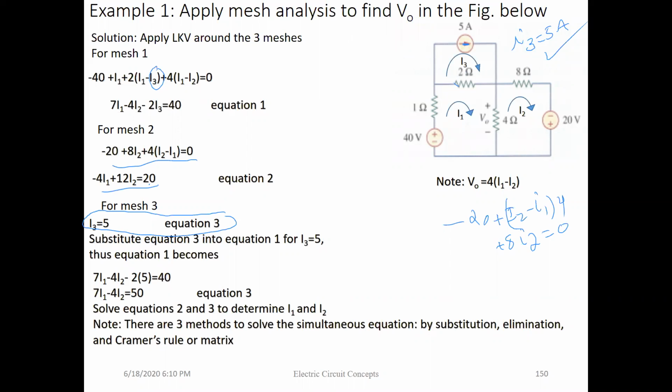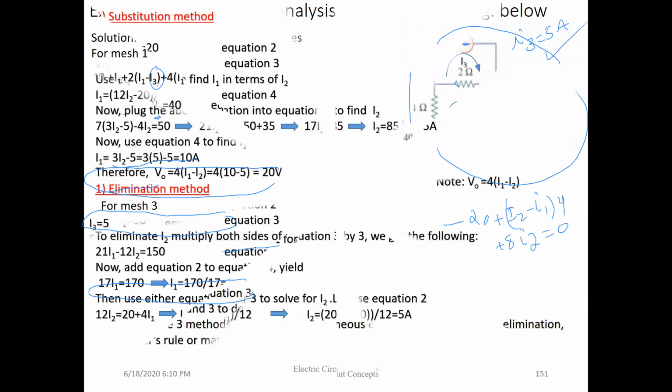Now, substitute equation 3 into equation 1 here, because we don't want I3 here. We only want I1 and I2. So actually this circuit only has 2 meshes to solve, or 2 equations to solve. So these are equation number 3 and equation number 2. These are the 2 equations that we need to solve to determine I1 and I2.